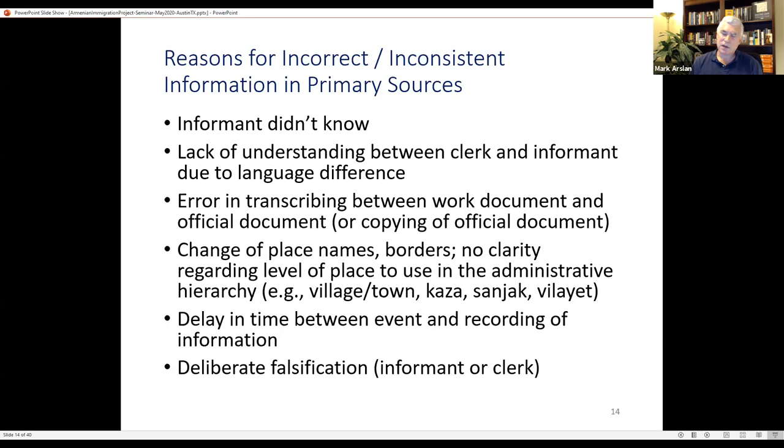You had a census taker going to somebody's house, let's say the middle of January in Detroit, Michigan. They're carrying work documents, notebooks and things like that from door to door gathering information. Then when they get home, they transcribe that information into the official document that we see the image of when we're looking at something online. And sometimes they couldn't read their own handwriting. So some of those errors occurred there.